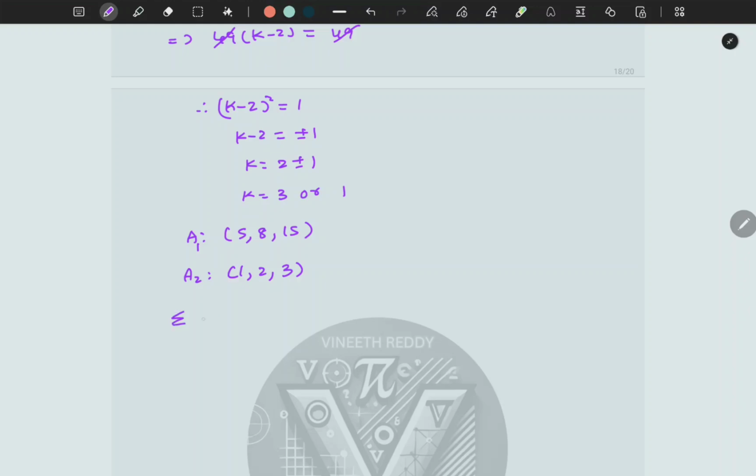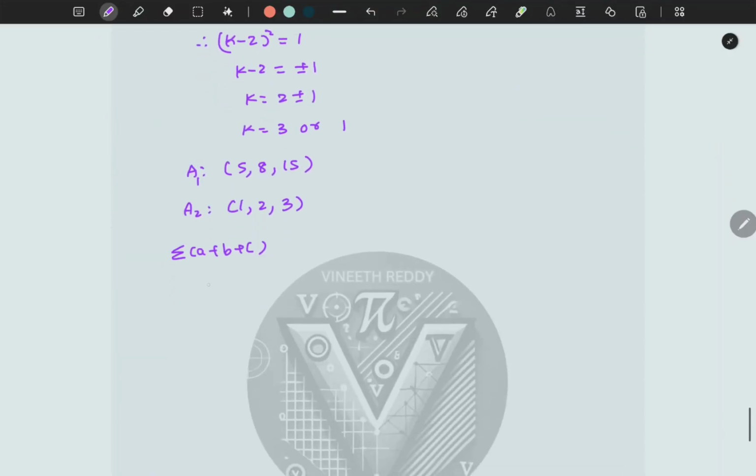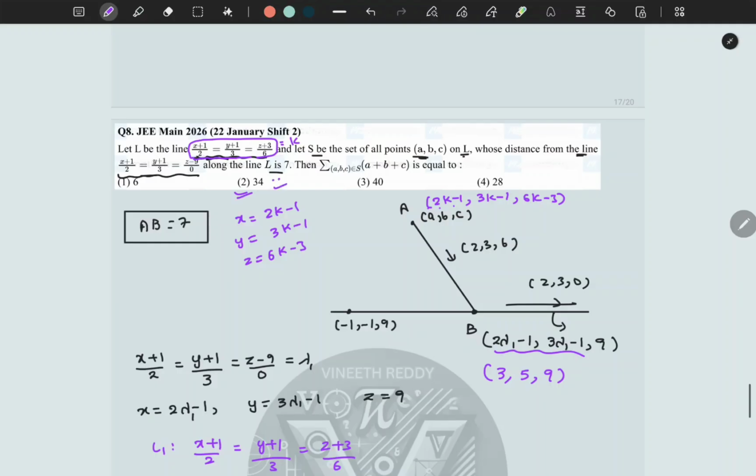So sigma of A comma B comma C. I think that is what he's asking here, right? So this should be sigma A1 plus sigma A2. That should be 5 plus 8 plus 15 plus 1 plus 2 plus 3. So 15 plus 5 is 20, 20 plus 8 is 28, 28 plus 6, this should be 34. 34 should be the answer. Yes, that's it. Option 2 is correct.